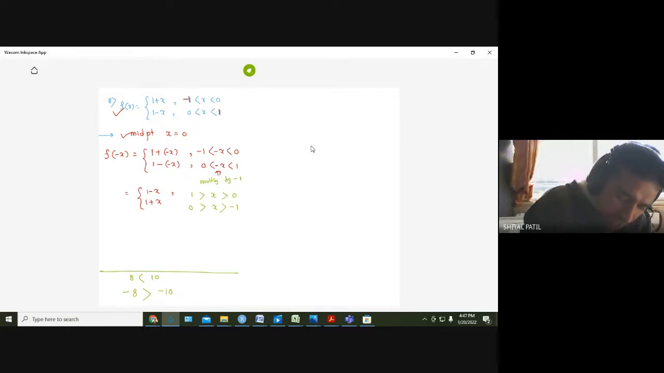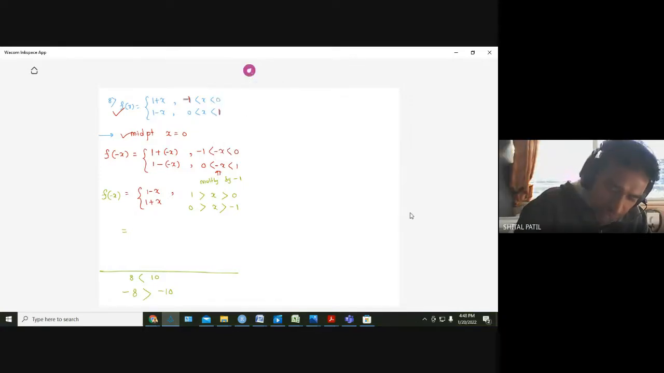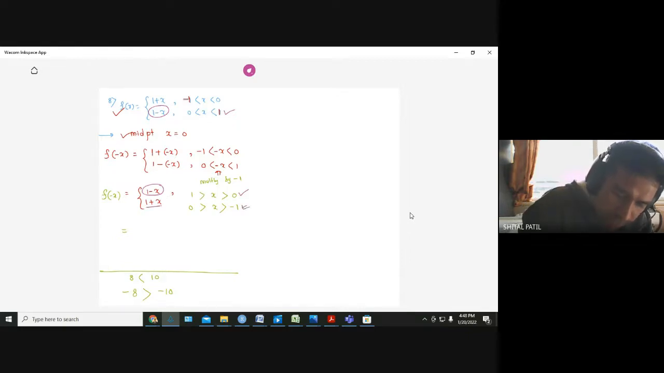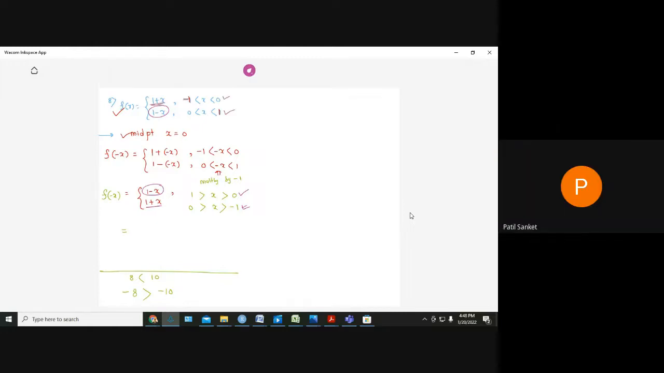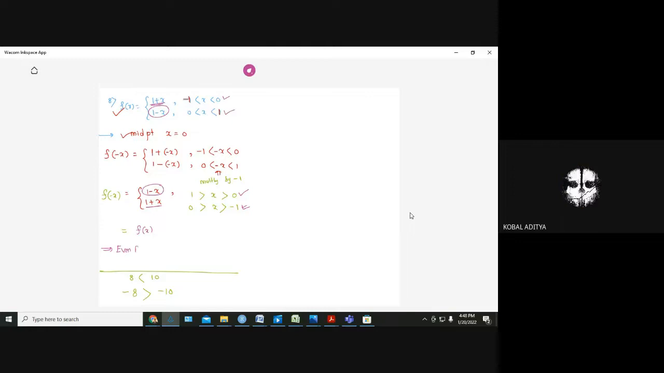Now compare this function with the given function and see whether they are equal or not. Yes, sir, it is equal. Now understand how to check. X between 0 to 1, this is the part, we have 1 minus x. Then x between minus 1 to 0, we have 1 plus x. So can I write f of x here? What is the conclusion? f of minus x equals f of x, it is an even function.